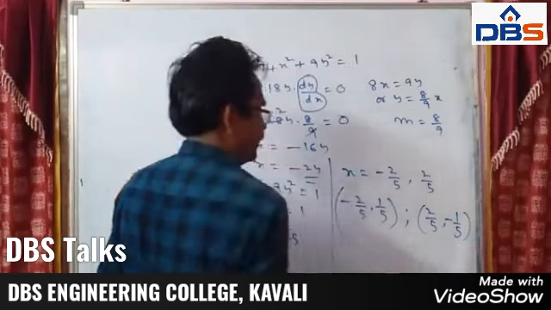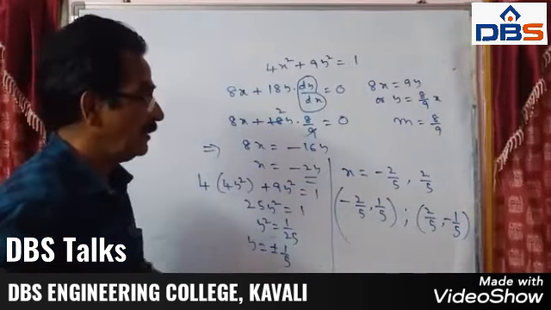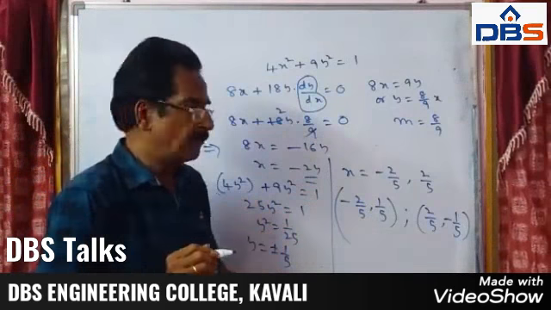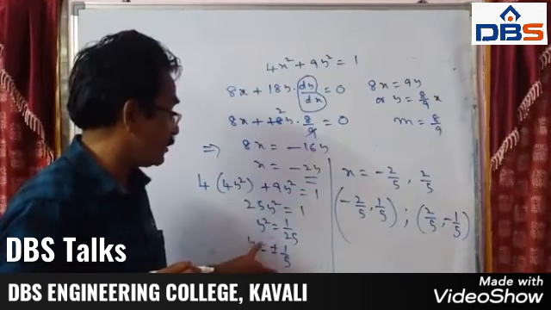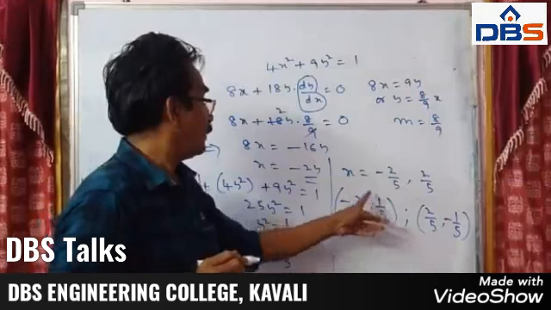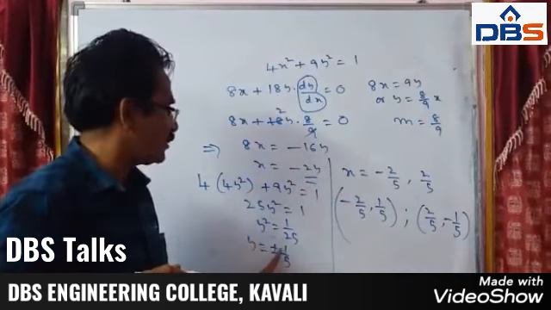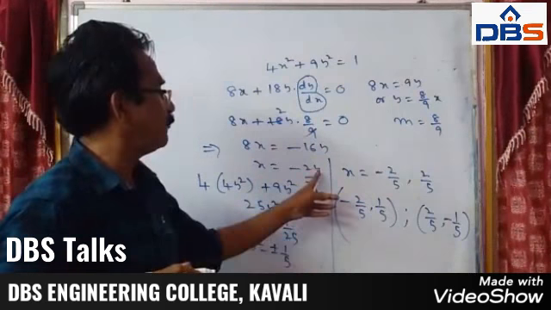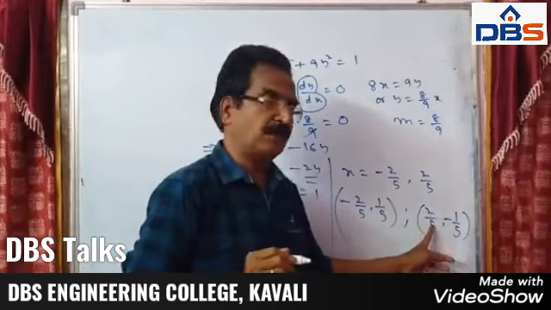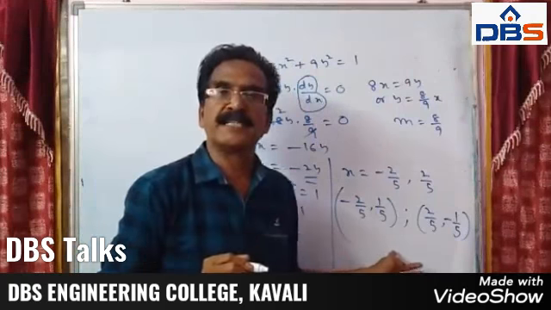These are the points friends. So take care while choosing the option. When we put y is equal to 1 by 5, we got x is equal to minus 2 by 5. When we put y is equal to minus 1 by 5, then we got x is equal to plus 2 by 5. So these are the 2 points friends.